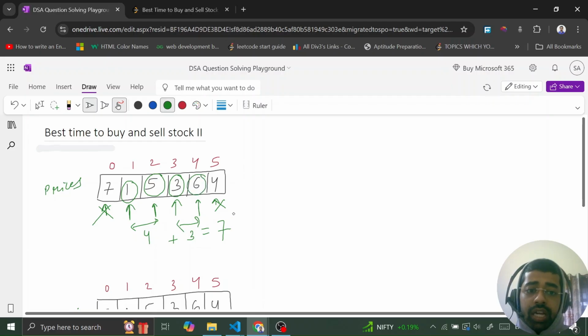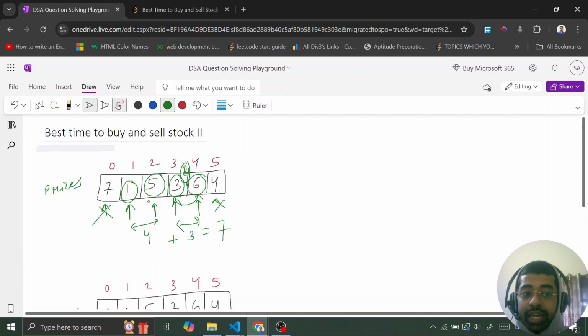Now I want you to focus that it might happen that this 3 to 6 might not be continuous. There is some value in between. Let's say there is some value 4 in between. What are you going to do in that case? How can you know what the difference is here? So I have actually devised a very simple solution for this, where you don't have to think much about which point you want to buy and which point you want to sell.